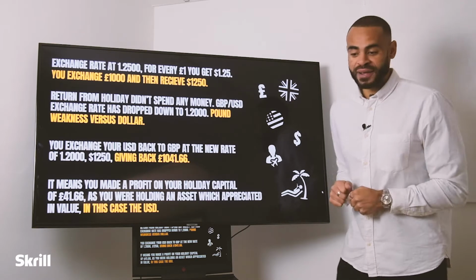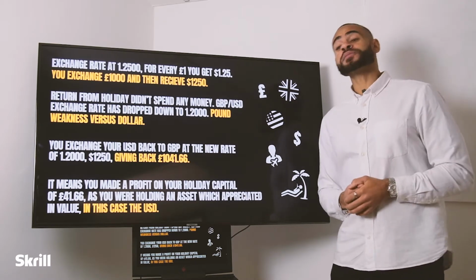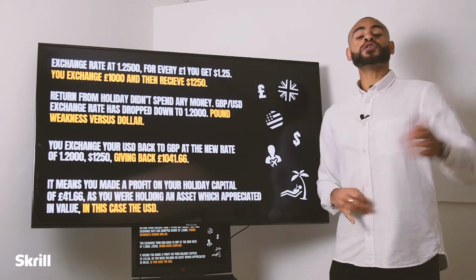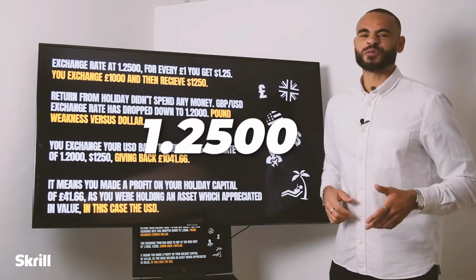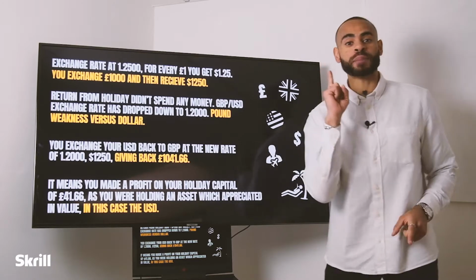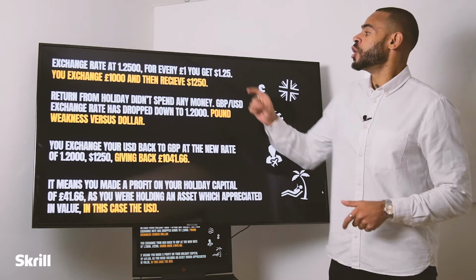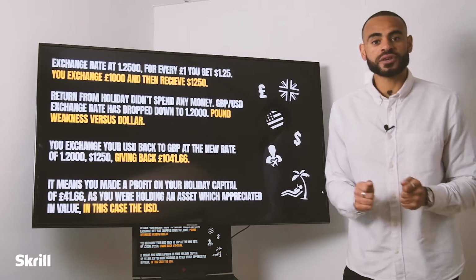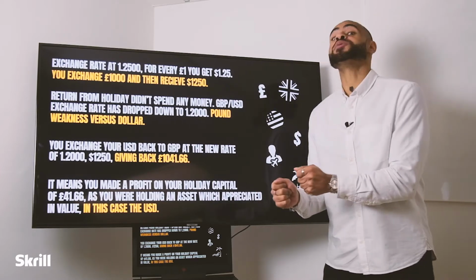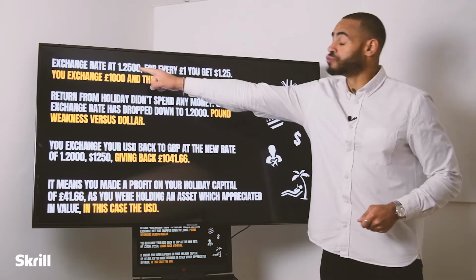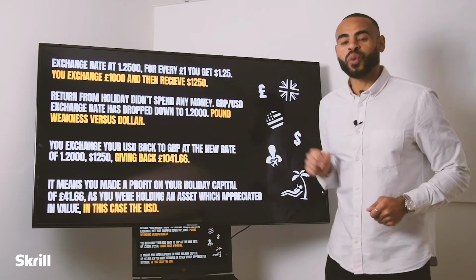You go to that exchange bureau and you say, excuse me, what is the rate please for my pounds to dollars? They give you a rate of 1.25 for argument's sake. So for every £1, you get $1.25 back, okay? So you exchange £1,000. In return, the exchange bureau give you $1,250 because the rate was 1.25.